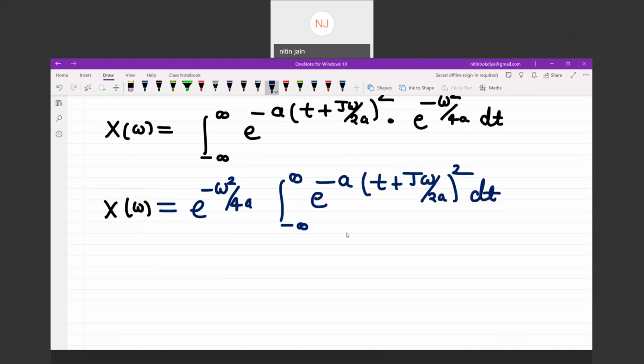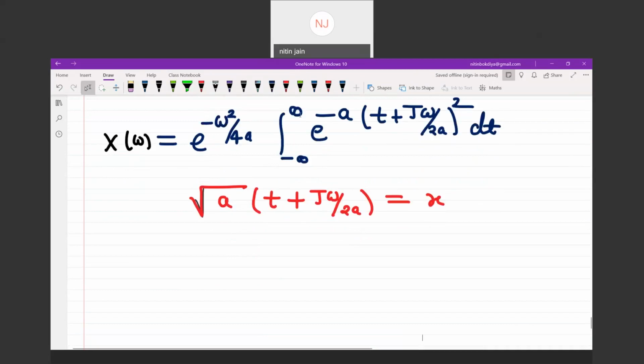Now I can calculate this integral. Can I say root of a into (t plus j omega divided by 2a) is equivalent to, I am taking this as x.